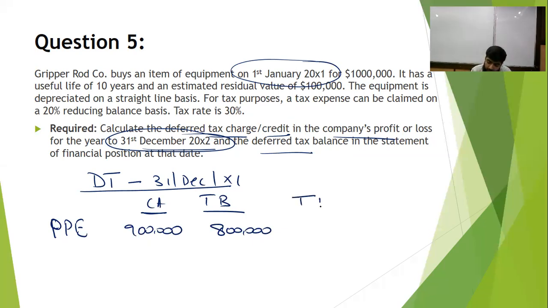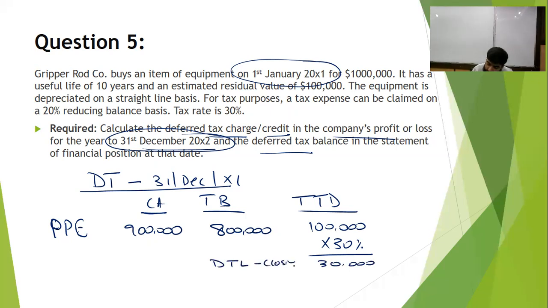So now let's calculate the difference. It is basically a taxable temporary difference. As the carrying amount is greater than the tax base, the taxable temporary difference is 1 lakh, and we'll apply the percentage, that is 30%. 1 lakh at 30% will make 30,000. And I repeat, it's the deferred tax liability closing balance.